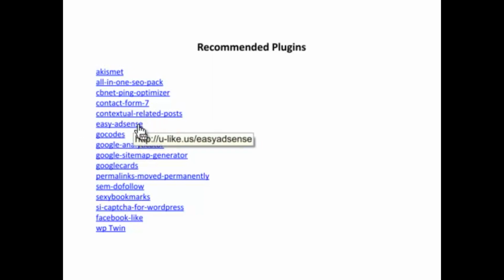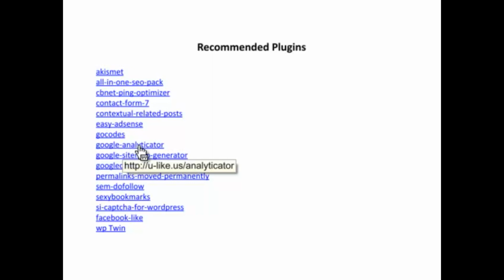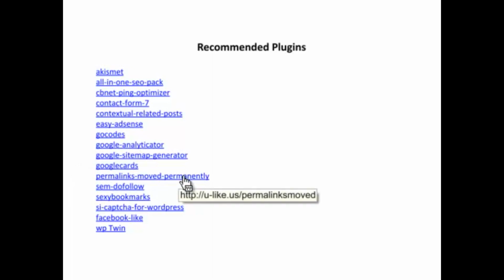Contextual Related Posts is awesome because at the bottom of every one of your posts, it finds relevant posts in your website that match or have similar content as this one, which helps your visitor to stay on your website longer and learn more stuff. Easy AdSense is great for Google AdSense, putting those ads up. GoCodes is a great redirect script for affiliate links. Google Analyticator is a great way to easily install Google Analytics on your WordPress website.